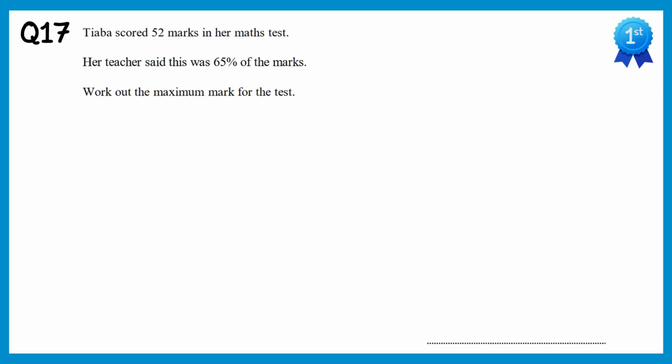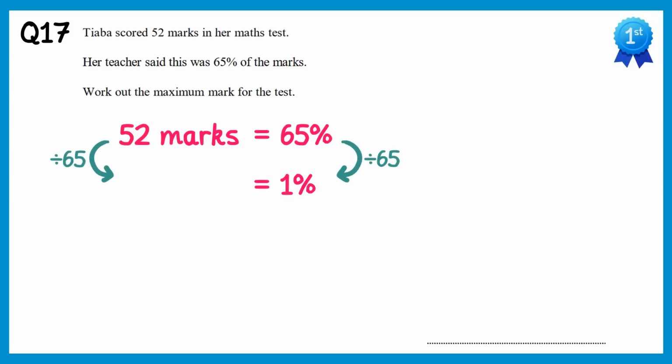In this question, Tiber scored 52 marks and this was 65%. So 52 marks equals 65%. To find the maximum mark, I need to find what 100% was. To do this, I'm going to find 1% first. To get from 65% to 1%, I divide by 65.